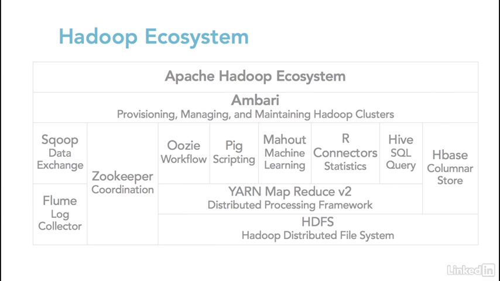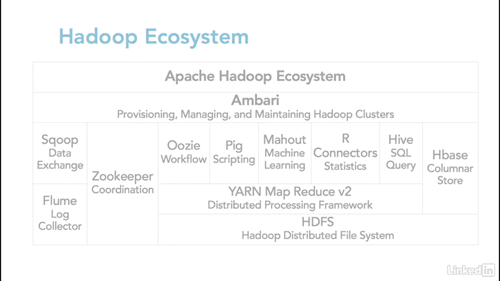And in this particular diagram, we also have Ambari, which is provisioning, managing, and monitoring Hadoop clusters. This is a representation of some of the open source libraries in the Hadoop ecosystem. There are actually more. These are the core libraries.